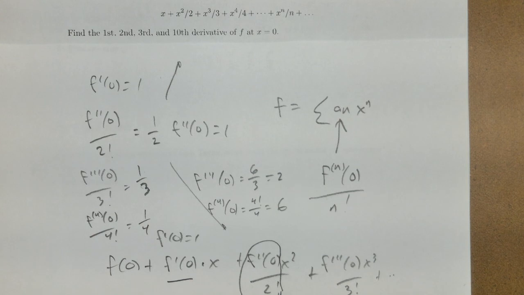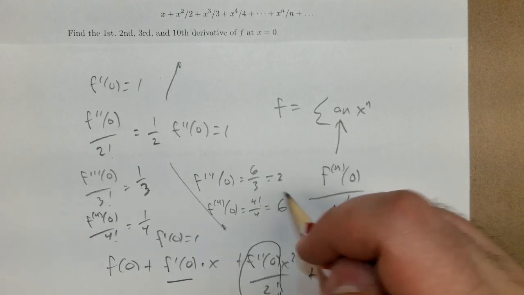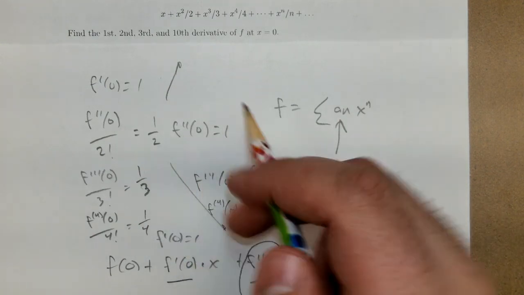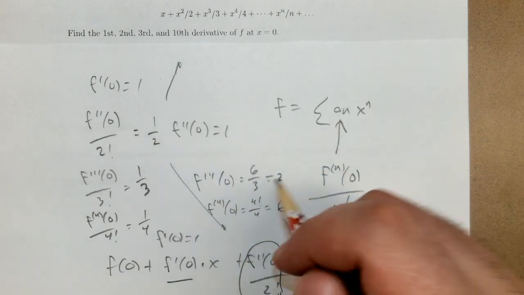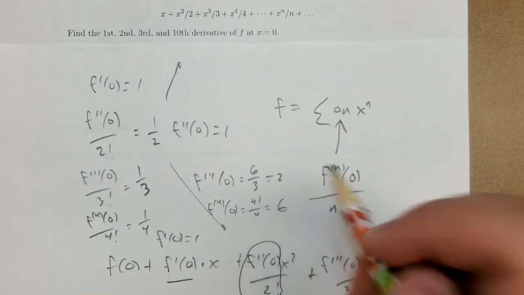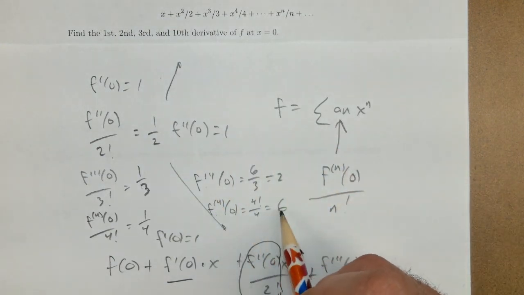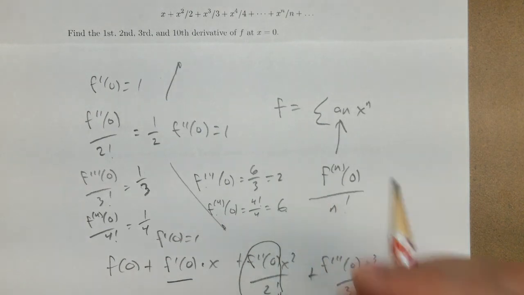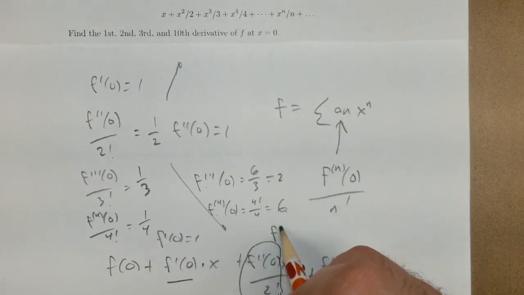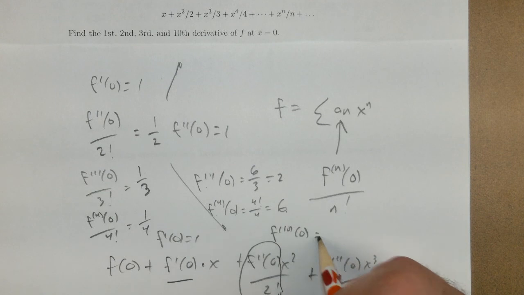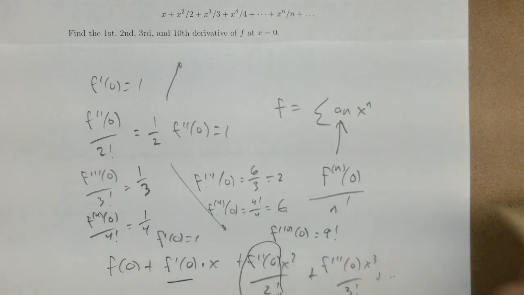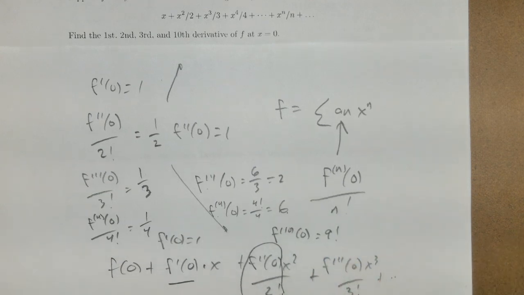And you've seen a pattern for this, right? For the second derivative, you got 1, which is 1 factorial. For the third derivative, you got 2, which is 2 factorial. For the fourth derivative, you got 6, which is 3 factorial. So for the 10th derivative here, you should actually get 9 factorial, because that's the pattern. That one got a little bit messy on the screen. Sorry about that, guys.